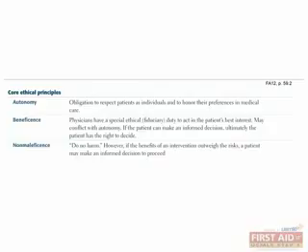Can you think of a situation where benefits and risks are routinely weighed against each other? Well, this is the case for most surgeries and even medications. Finally, justice is the physician's ethical obligation to treat all persons fairly.